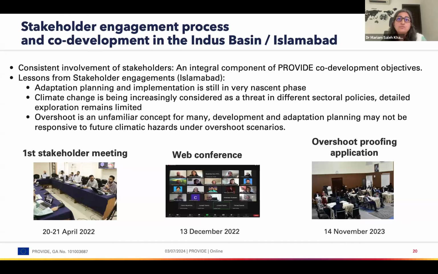Through these engagements, stakeholders identified recurrent climate risks in the upper Indus Basin, for example, flooding in Gulfs, and in Islamabad, the heat stress, urban heat island effect, and urban flooding, which recently posed a very severe impact, which resulted in a few deaths in 2021.